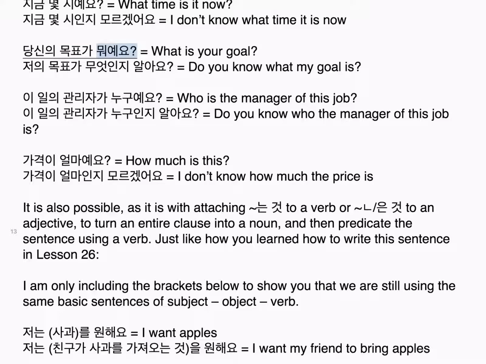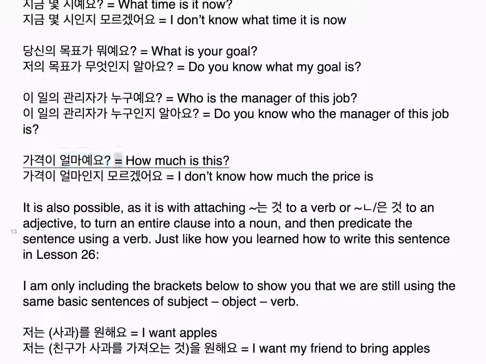당신의 목표가 뭐예요 equals what is your goal? 저의 목표가 무엇인지 알아요 equals do you know what my goal is? 이 일의 관리자가 누구예요? Who is the manager of this job? 이 일의 관리자가 누구인지 알아요? Do you know who the manager of this job is?